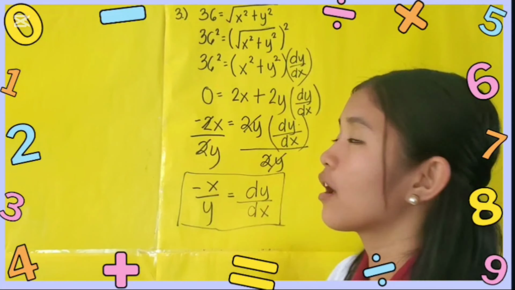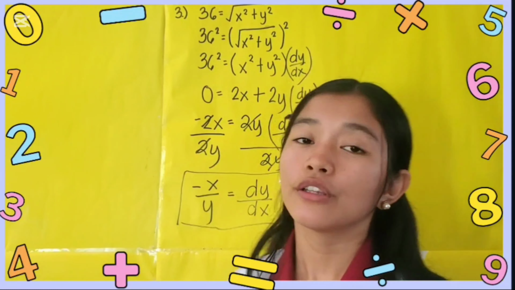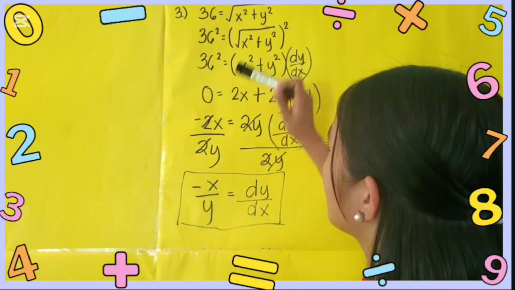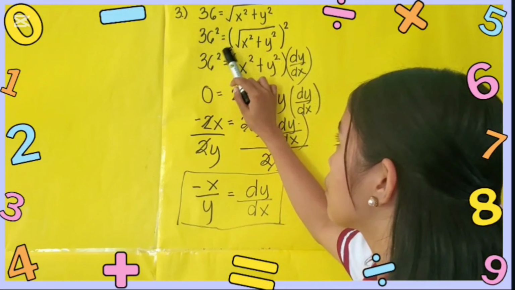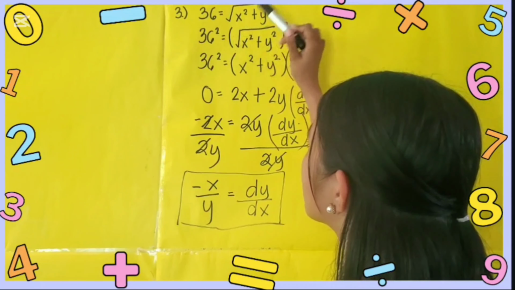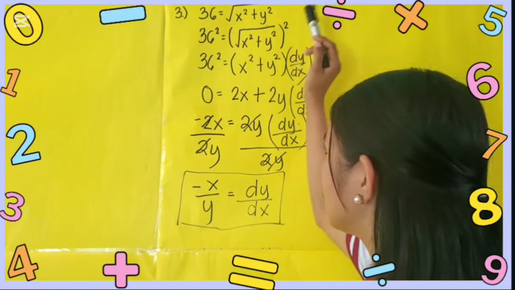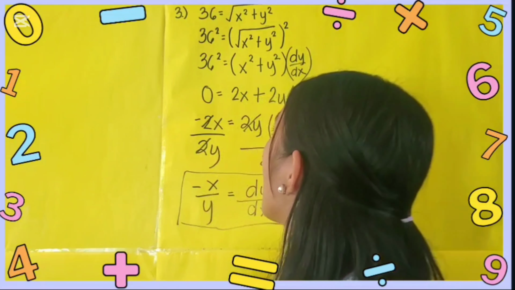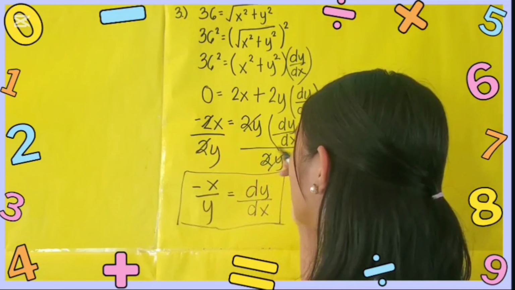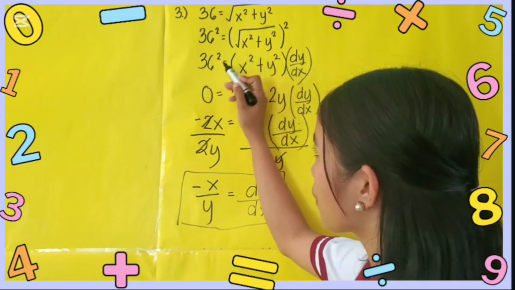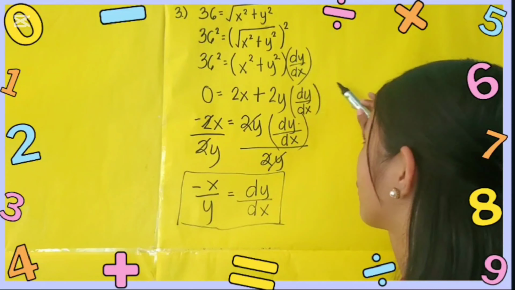Plus y squared. So the first thing that we will need to do is square all these terms to cancel out the radical sign. So let's rewrite this into 36 squared is equal to, let's put a parenthesis, square root of x squared plus y squared, close parenthesis, raised to the power of 2. After it, let's rewrite this without the radical signs since we cancel this out. So it will become 36 squared is equal to x squared plus y squared times dy over dx.